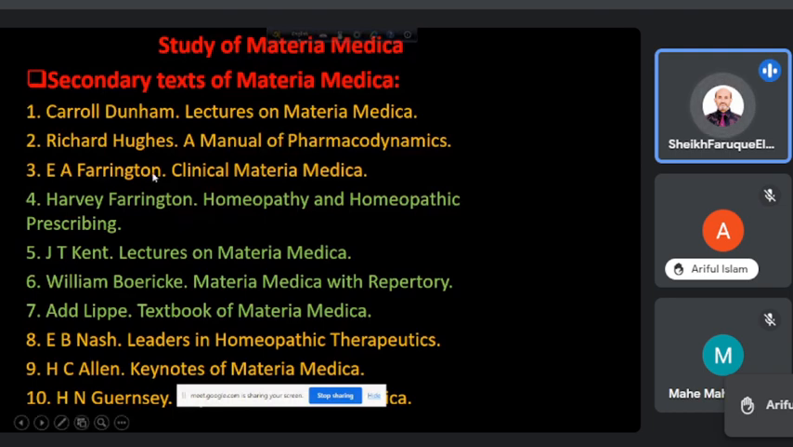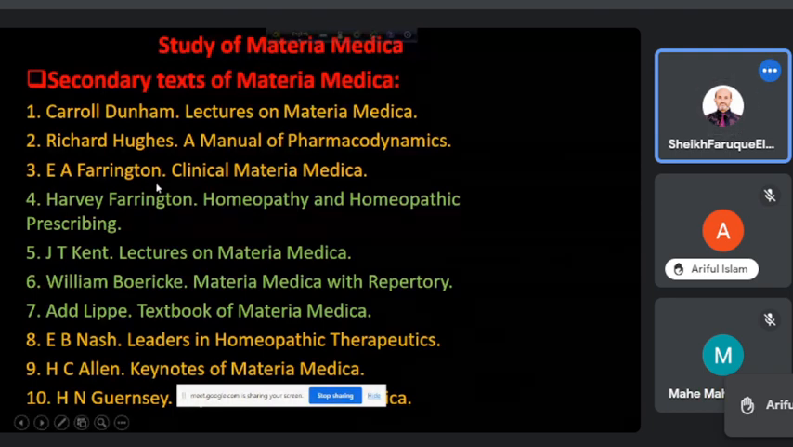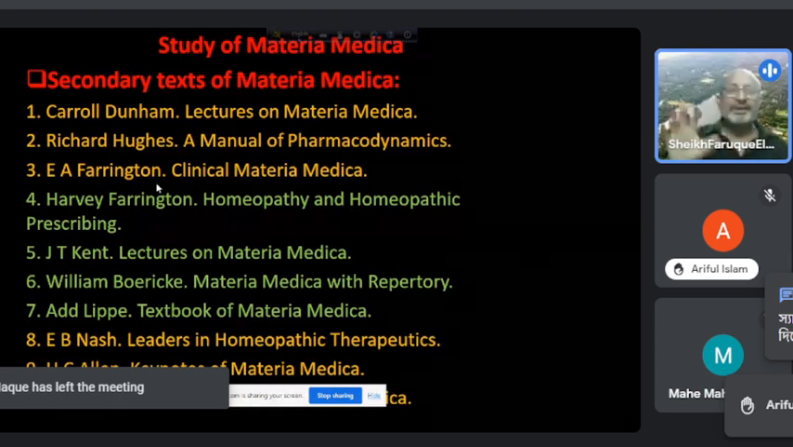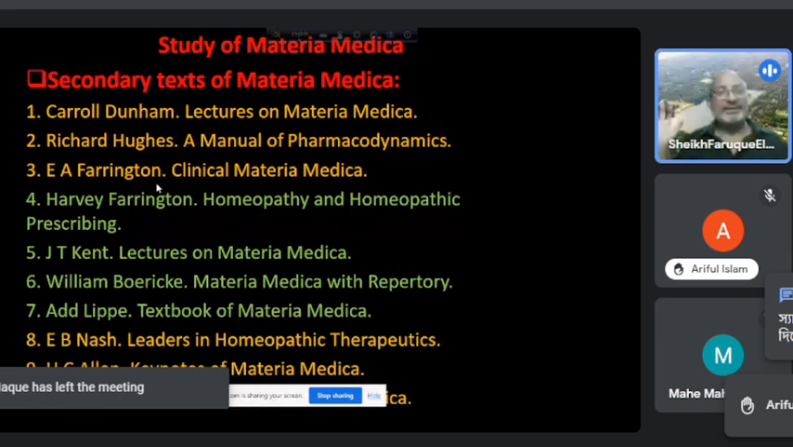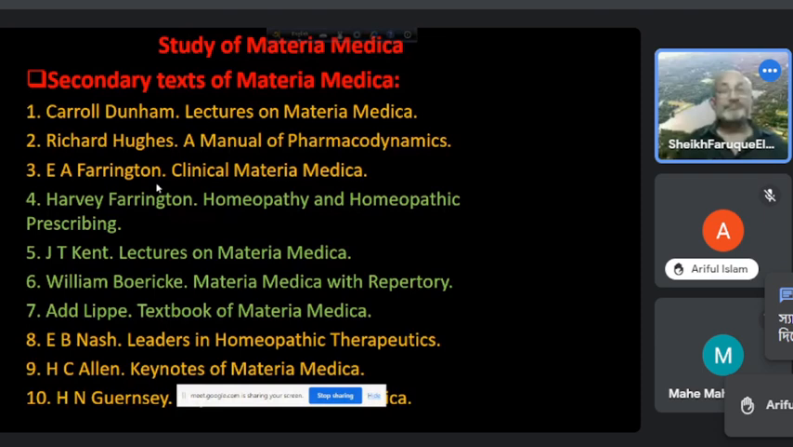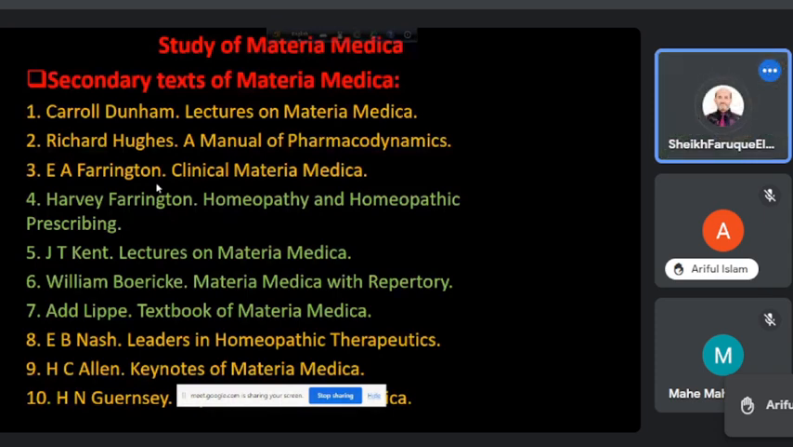Now, Farrington had six sons. Two of them became homeopaths, like their father. They were MDs, and they were professors of Hahnemann Medical College. One very famous, his name is Harvey Farrington. Harvey Farrington wrote a book named Homeopathy and Homeopathic Prescribing for Postgraduate Students. This book is available also. This is a very, very good book.